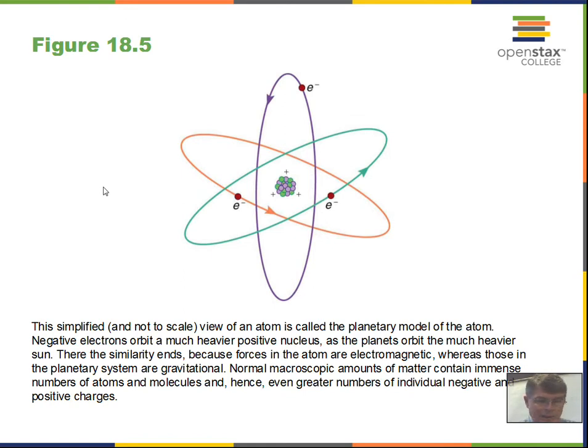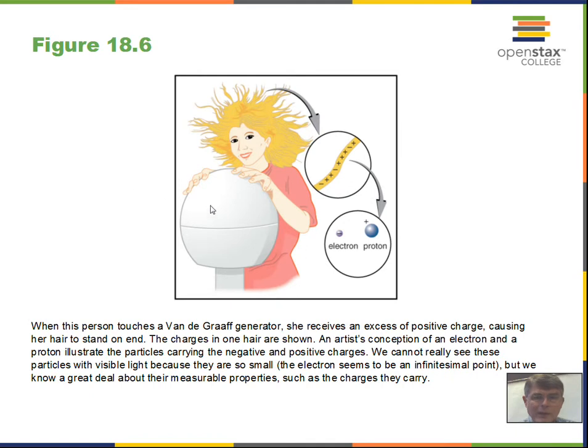But let's move ahead. Van de Graaff generator, there's a mechanism here that causes charge to pile up. The human body is somewhat of a conductor for the charge, and again, a person's hair will stand out, being repelled from each other because like charges repel.